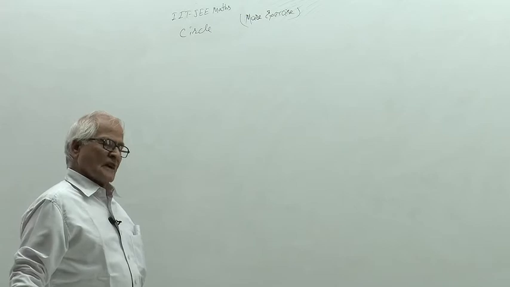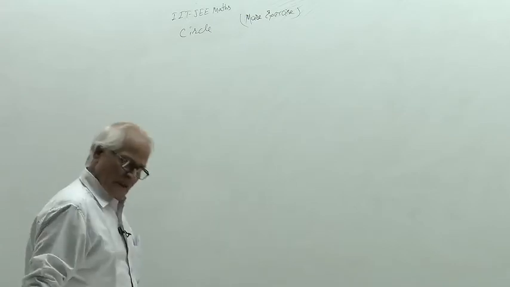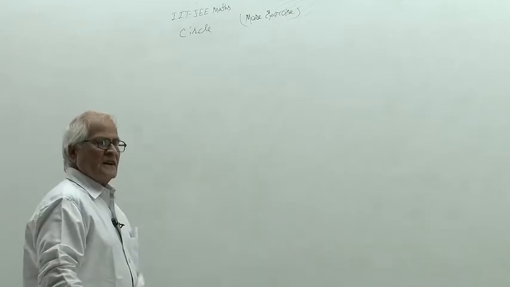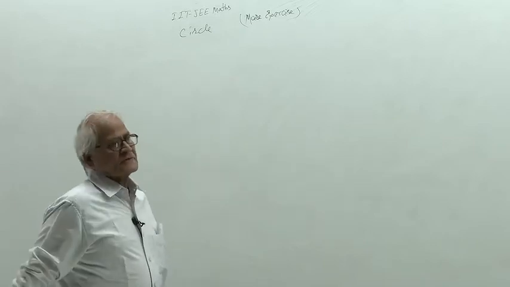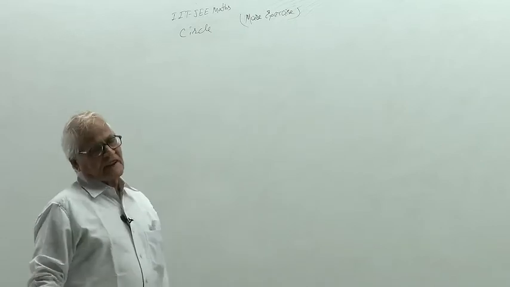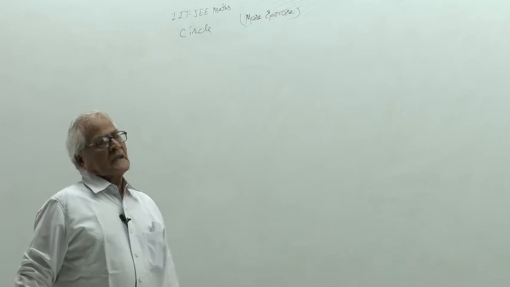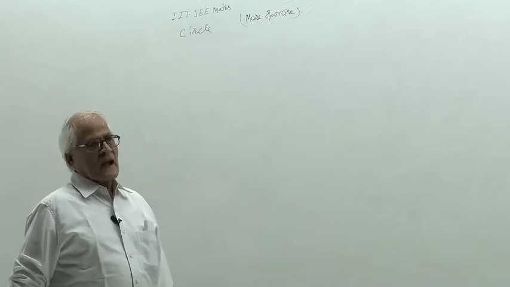We know x square plus y square plus 2gx plus 2fy plus c. And if it passes through the origin, then c is 0. If it touches the x-axis, then its radius is equal to the y-coordinate of the center. If it touches the y-axis, then its radius is equal to the x-coordinate of the center.